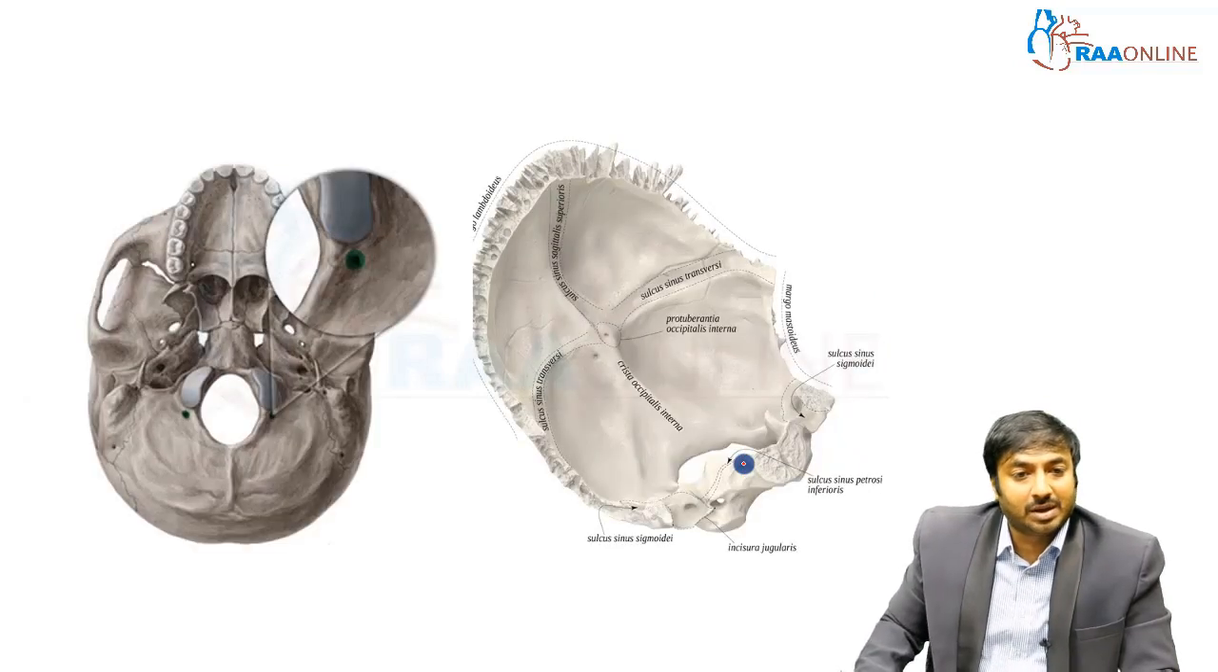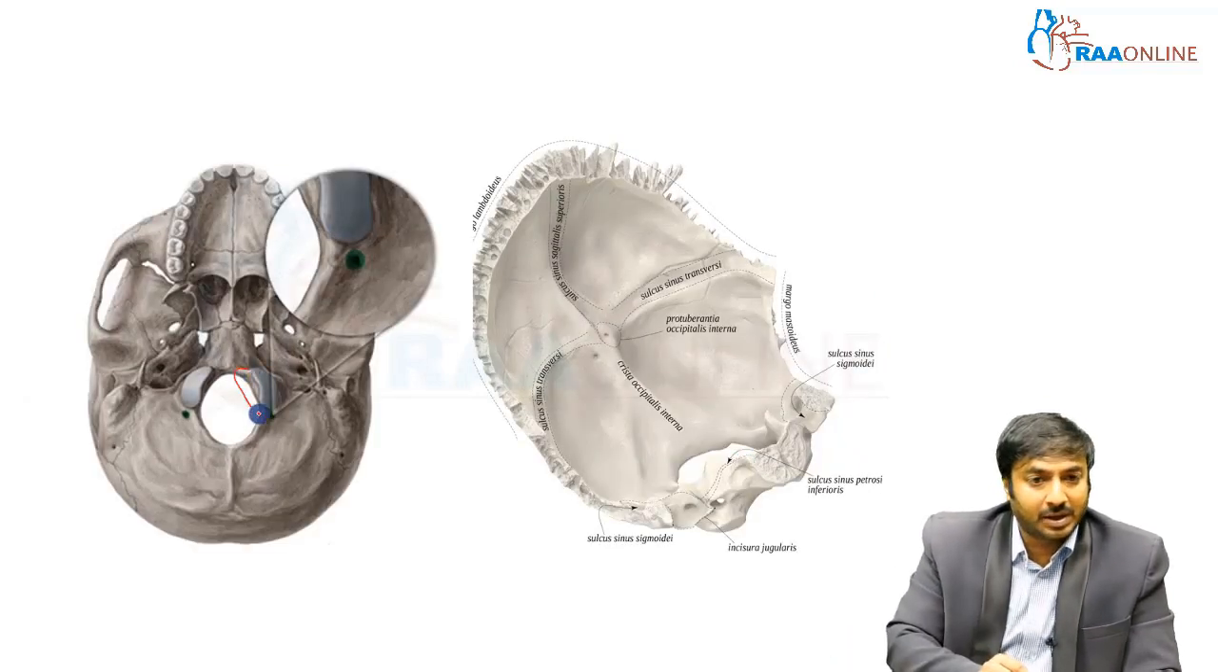Now you can see the occipital condyle very clearly here. This is what is going to form a joint with C1, and you can see this is the midpoint of the anterior part, which is called the basion. This is the midpoint of the posterior aspect, which is called the opisthion.